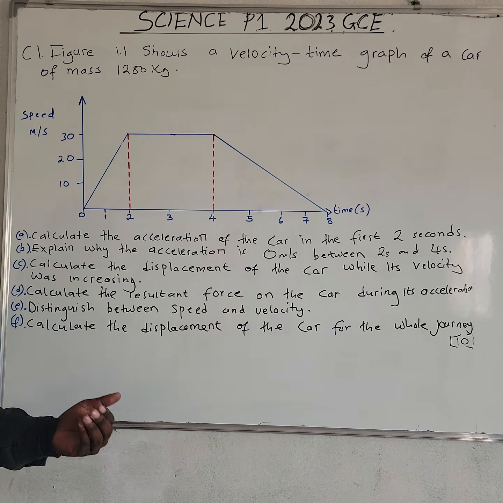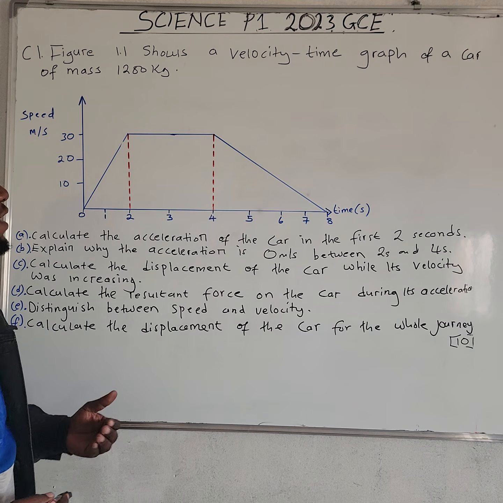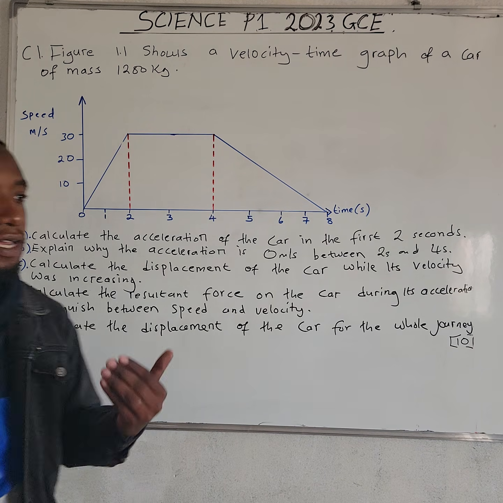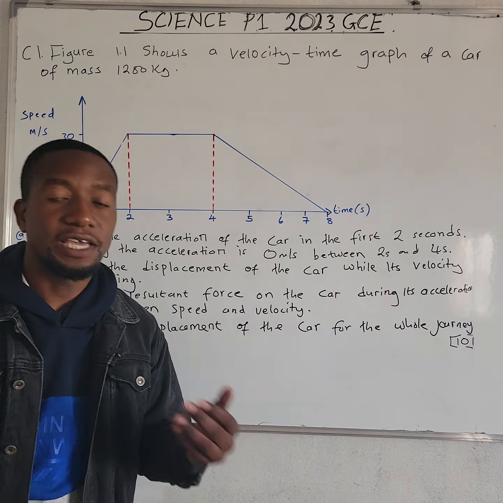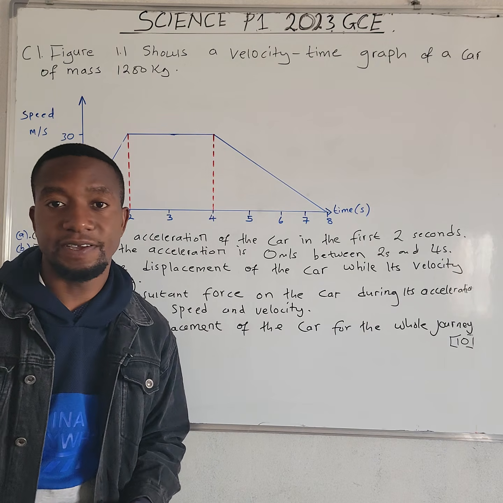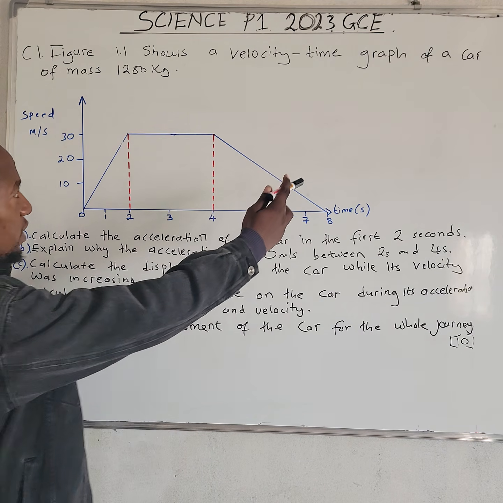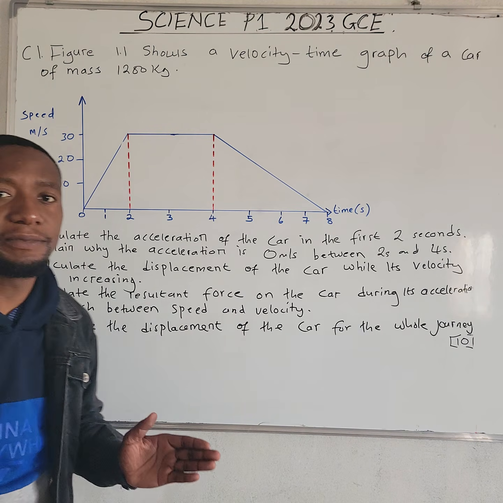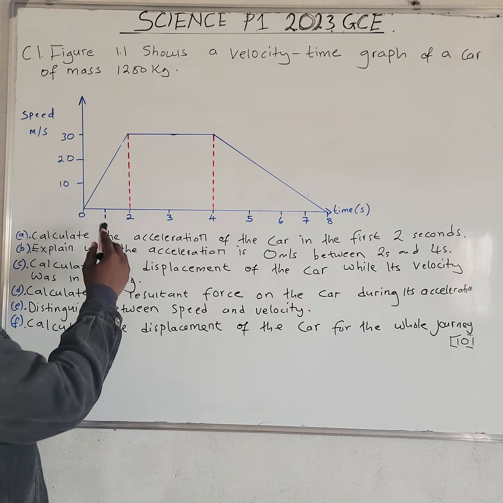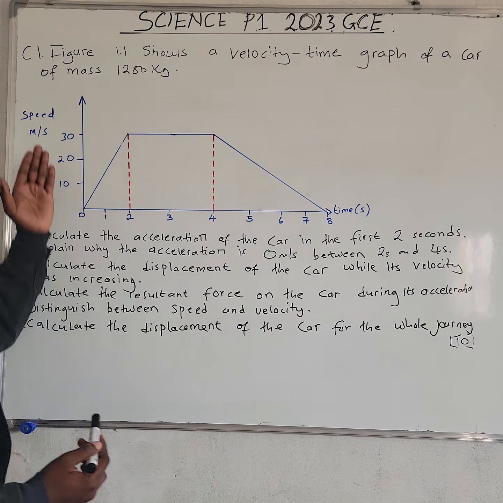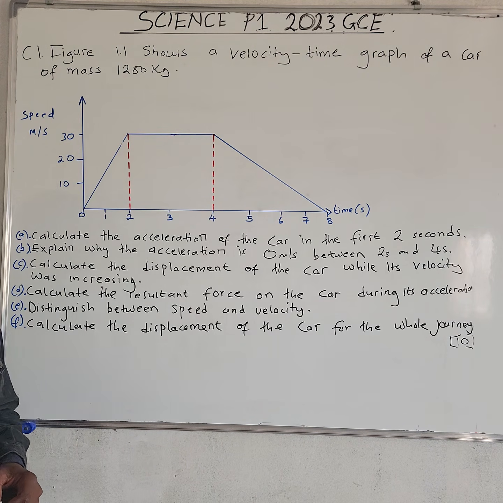Figure 1.1 shows a velocity-time graph of a car of mass 1,200 kg. That's the mass that they have given us. So this is the velocity-time graph. We can see this is time, then this side we have speed. Speed, the SI unit is meters per second. What are they asking us?